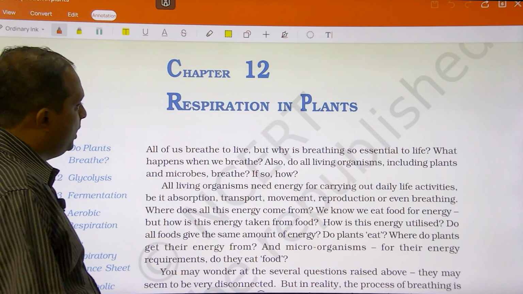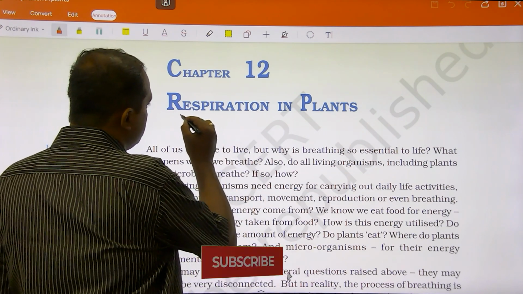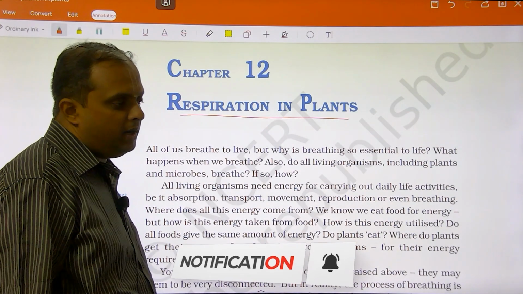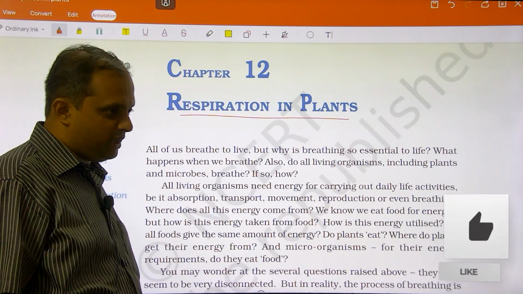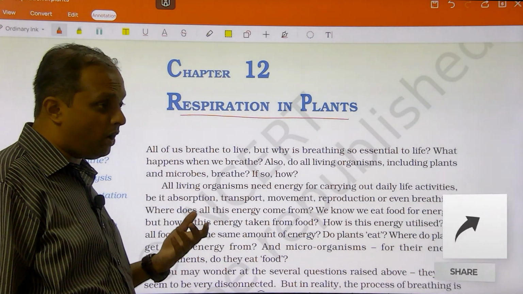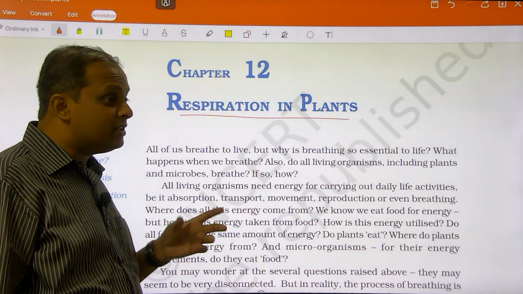So this is chapter 12, which comes under plant physiology, which is respiration in plant. Since we have already done breathing and exchange of gases in case of humans, I thought we can switch over to this chapter and see how exactly oxygen is used.